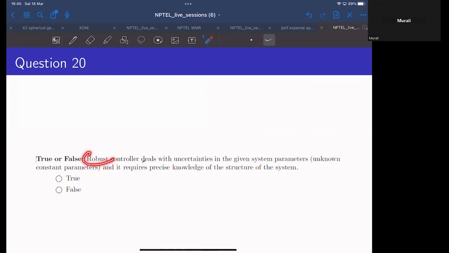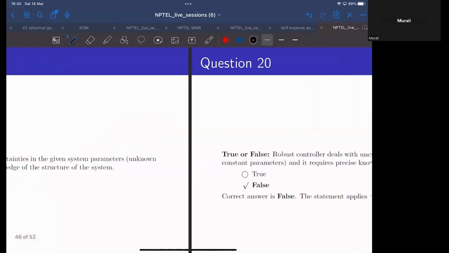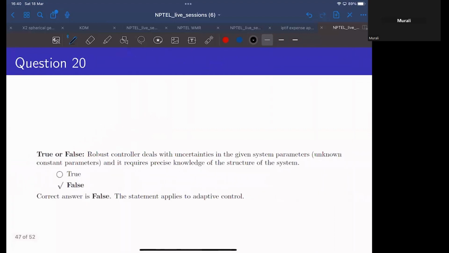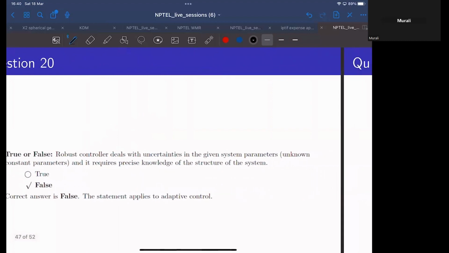But the question says this is a definition of robust control. In reality, this is a definition of adaptive control. So the statement is false. This is not applicable for robust control. This is applicable for adaptive control. Yes, the option is indeed false.